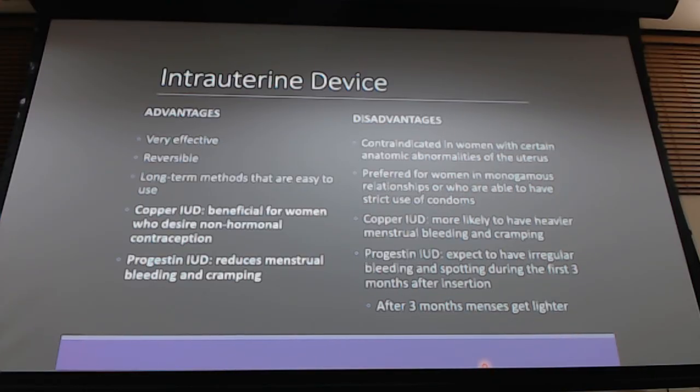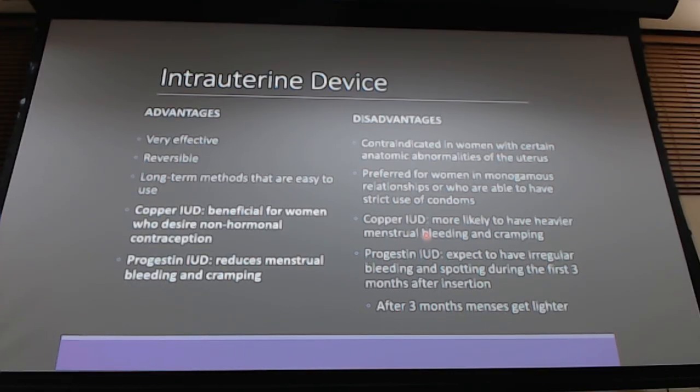Disadvantages: those abnormalities that I told you about, so making sure that their anatomy is normal and that they don't have a history of ectopic pregnancy or pelvic inflammatory disease is going to be very important. With the copper IUD, which is another reason why we don't love it, some of your patients will have heavier cycles, which is not typically what we see when we're giving people IUDs, but you will see that sometimes with copper IUDs.